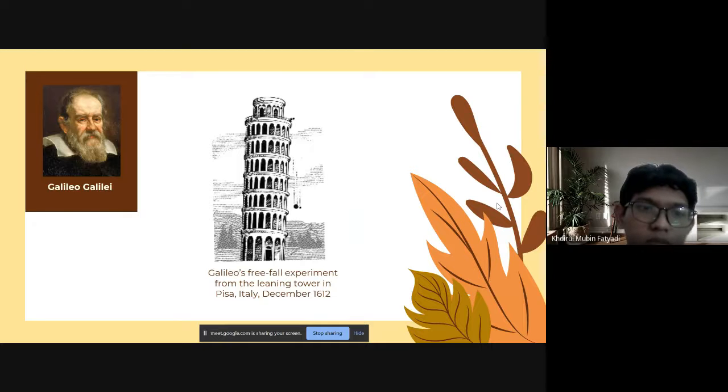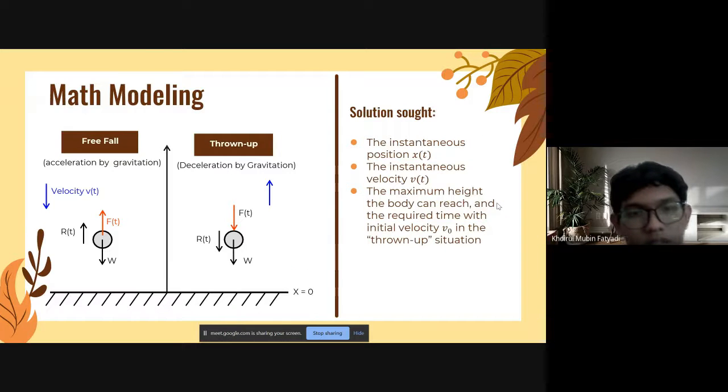In the past, Galileo Galilei did the experiment of free fall from the Leaning Tower of Pisa. You can see from the pictures, Galileo dropped the ball from the Pisa Tower. Math modeling of it is next. There are two experiments: free fall and throw up.